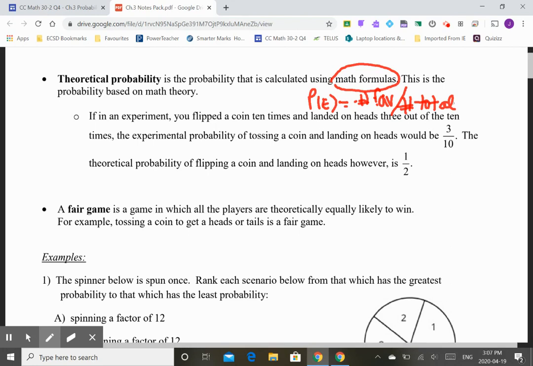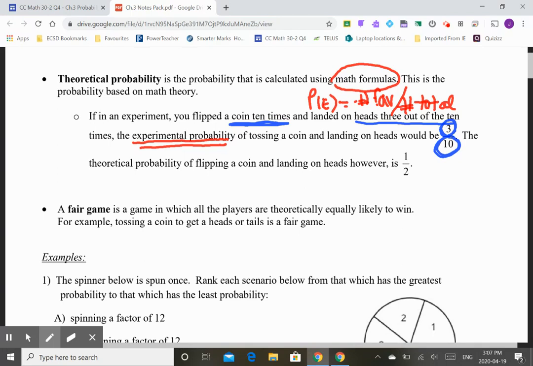That is in contrast to something called experimental probability. An experimental probability is the probability based on a specific experiment. So let's say that you're going to do an experiment, and in your experiment, you're going to flip a coin 10 times and record the number of times you land on heads. In this case, you land on heads 3 out of the 10 times. So the probability of landing on heads would be 3 favorable outcomes out of 10 total outcomes, to give you 3 out of 10.